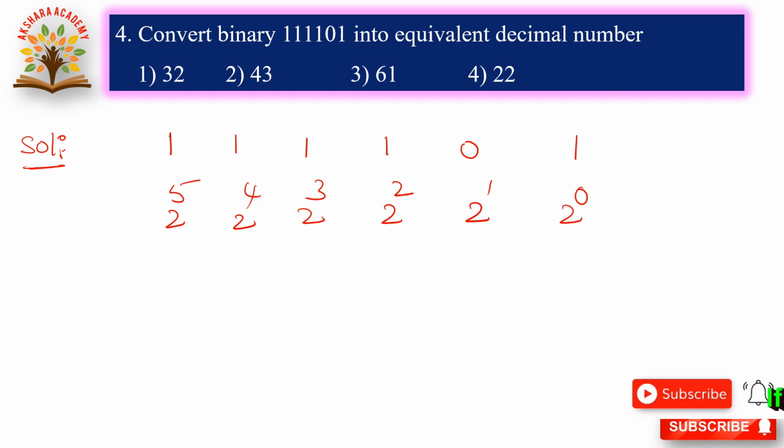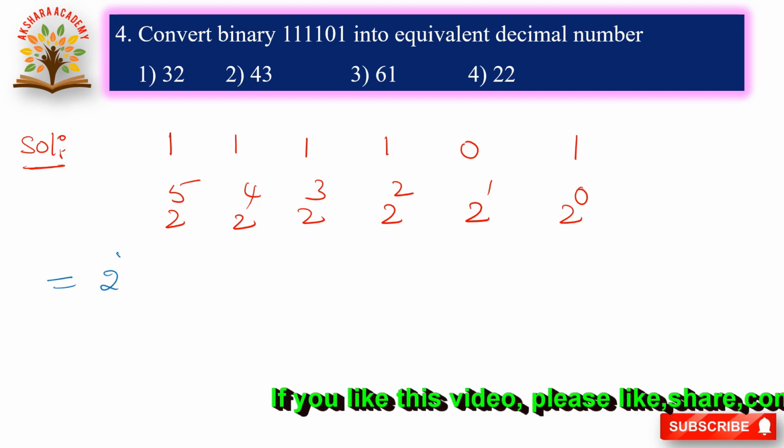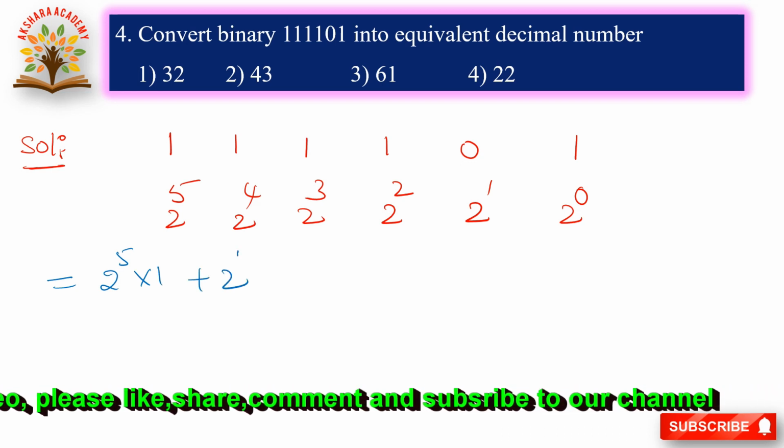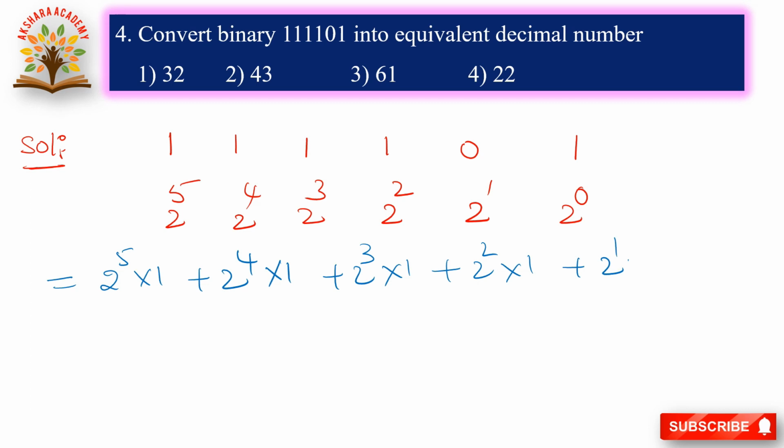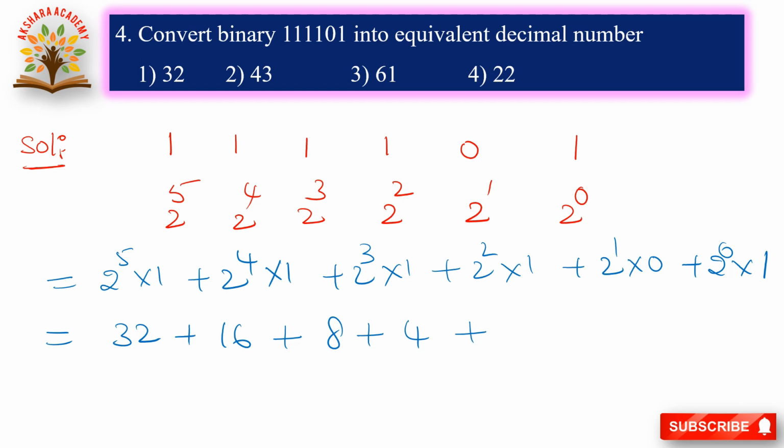Now we multiply. That is equal to 2 power 5 into 1, plus 2 power 4 into 1, plus 2 cube into 1, plus 2 square into 1, plus 2 power 1 into 0, plus 2 power 0 into 1. So 2 power 5 is 32; 32 ones are 32. 2 power 4 is 16; 16 ones are 16. 2 cube is 8; 8 ones are 8. 2 square is 4; 4 ones are 4. 2 power 1 is 2; 2 into 0 is 0, plus anything power 0 is 1.